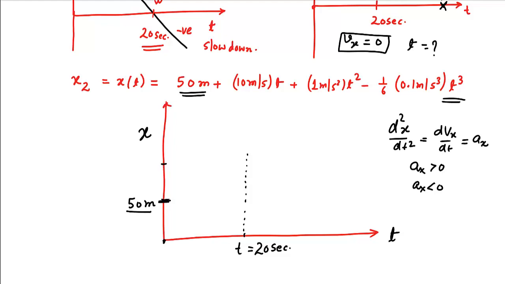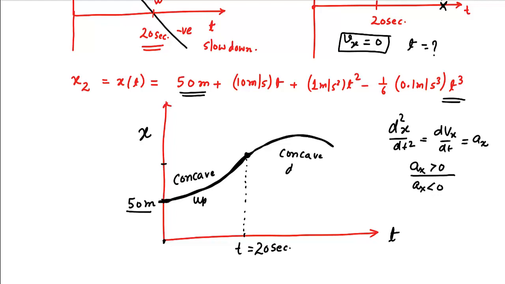Before 20 seconds, we have concave up, something like this. And then after this, we have concave down, something like this. So this is concave up up to this point, and then this point, t equals 20 seconds, is a point of inflection, where the curve changes its nature and becomes concave down. So this is the position-time graph.